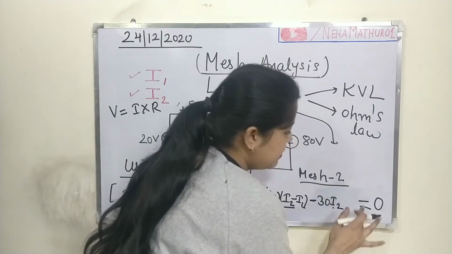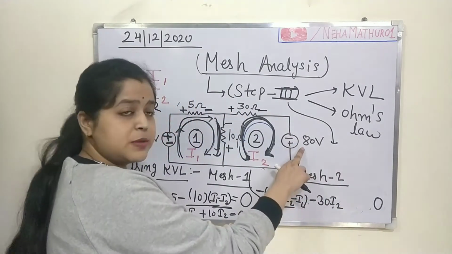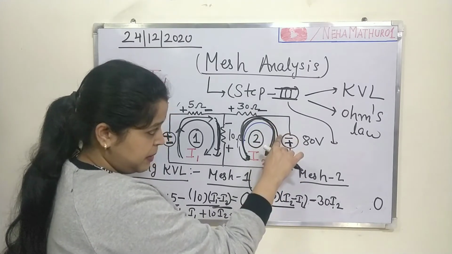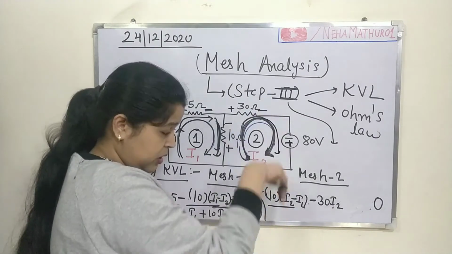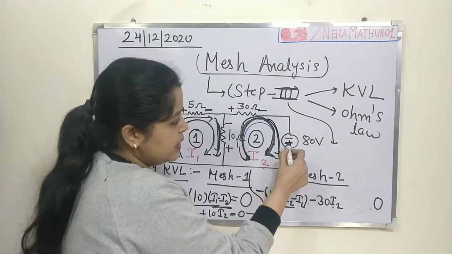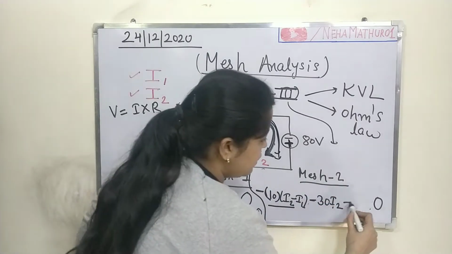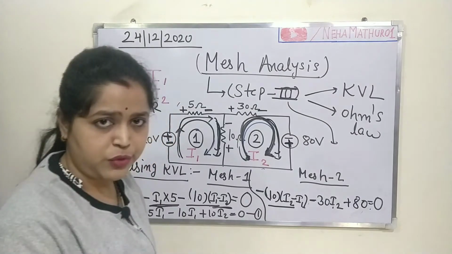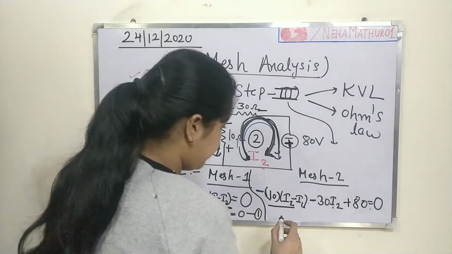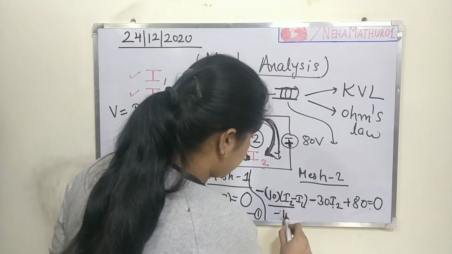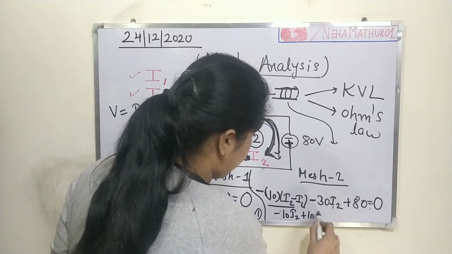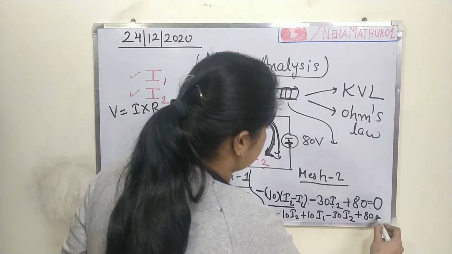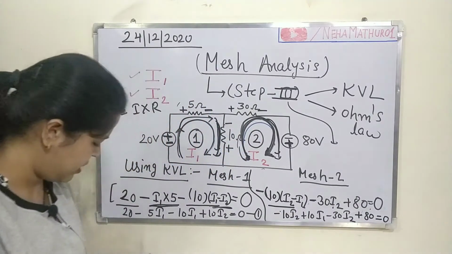Now come to the third element in this journey, and the third element is the battery. Whenever you are coming from here to here, going down, the ending terminal of the battery is plus, so it will be plus 80 equals 0. So this is your second equation. Again try to simplify this equation. What you are getting is minus 10 I2 plus 10 I1 minus 30 I2 plus 80 equals 0. I am just writing the equation over here.